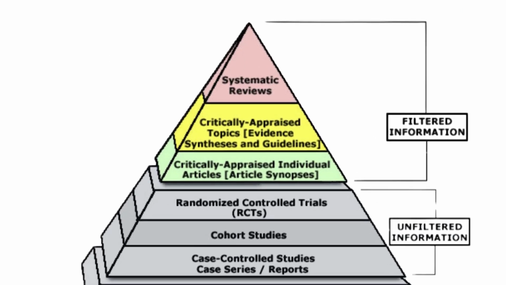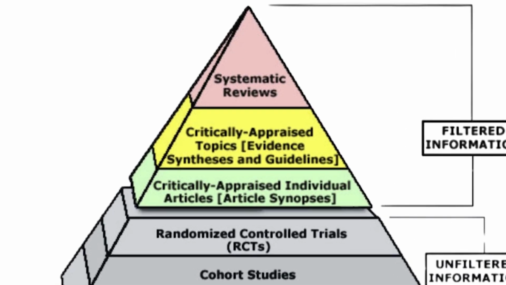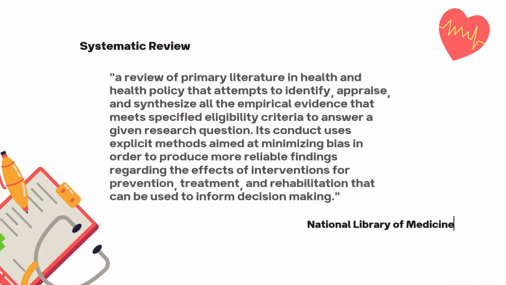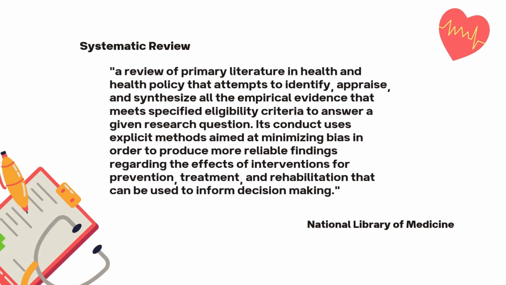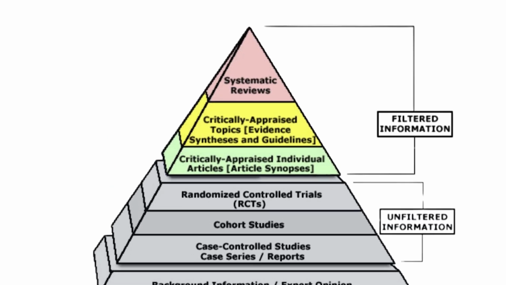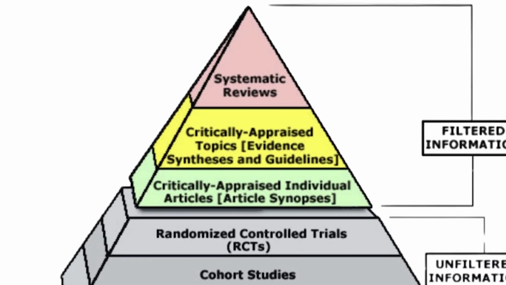At the top of our pyramid are systematic reviews. According to the National Library of Medicine, a systematic review is a review of primary literature in health and health policy that attempts to identify, appraise, and synthesize all the empirical evidence that meets specified eligibility criteria to answer a given research question. Its conduct uses explicit methods aimed at minimizing bias in order to produce more reliable findings regarding the effects of interventions for prevention, treatment, and rehabilitation that can be used to inform decision-making. Because of how lengthy, broad, and long-term these studies are, they are at the very top of our pyramid.